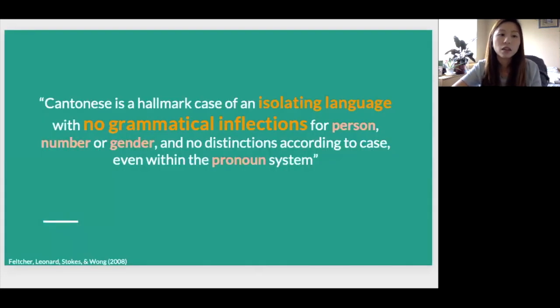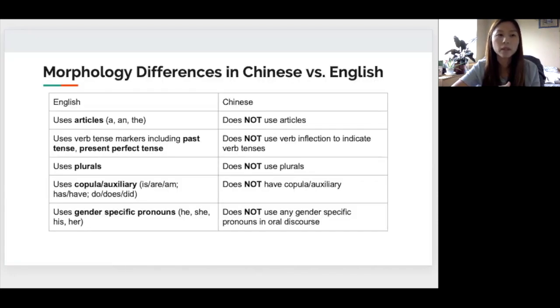Fletcher et al. did a study on morphosyntax in Cantonese and stated that Cantonese is a hallmark case of an isolating language with no grammatical inflections for person, number, or gender, and no distinctions according to case even with the pronoun system. And this statement can also apply to Mandarin, which means Chinese does not use any articles, verb inflection to indicate verb tenses, any plural markers, copula auxiliary, or any gender-specific pronouns in oral discourse.